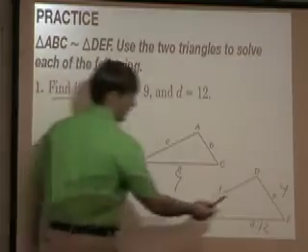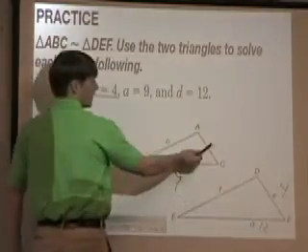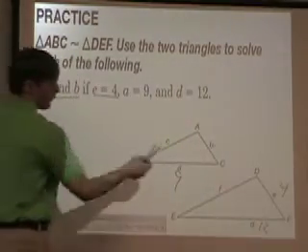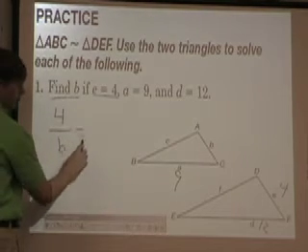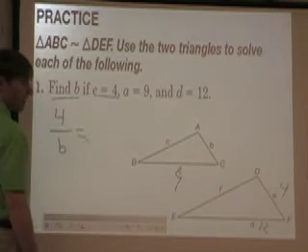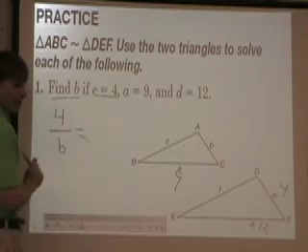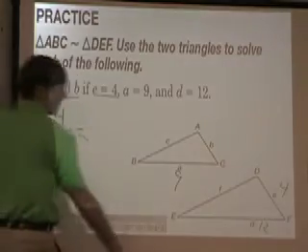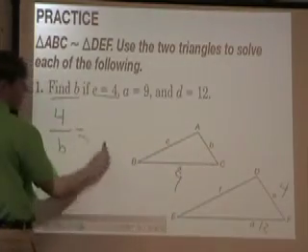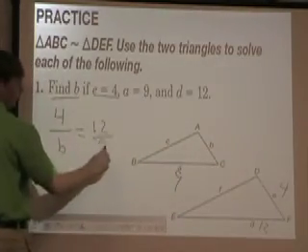So since we know the two triangles are similar, we can set up a proportion. So I'm going to say 4 over B. No, what do they want? Yeah, B. 4 over B equals what? 12 over 9. It has to be 12 over 9. It can't be 9 over 12. We used 1 from here first, so we got to use 1 from here first on the second fraction. So we say 12 over 9.